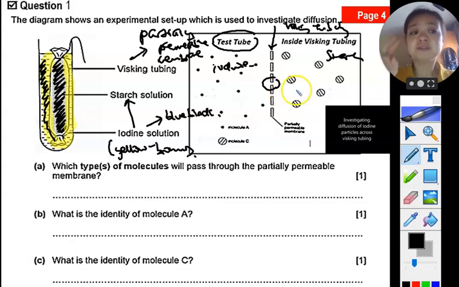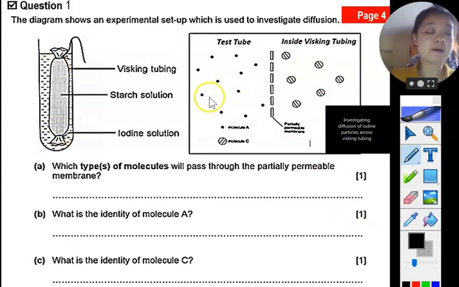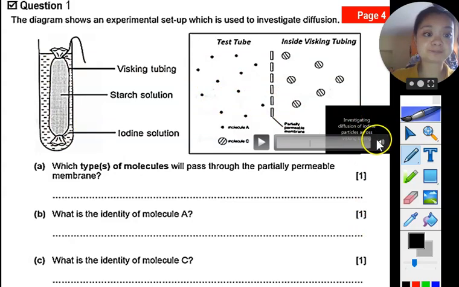The second question I want to ask you is this. If this molecule can pass through, where do you think will turn blue-black? The inside of the Visking tubing, or the outside? Before you answer my questions, let's have a look at a simple video that demonstrates this experiment.